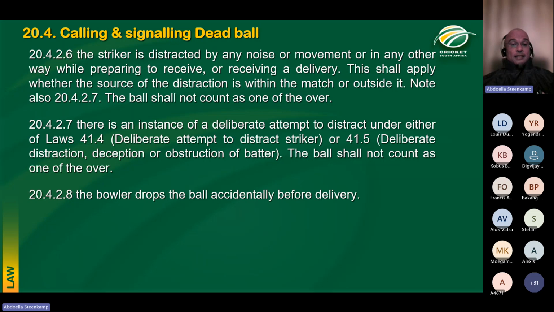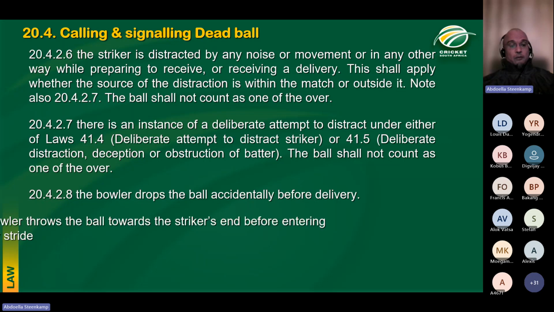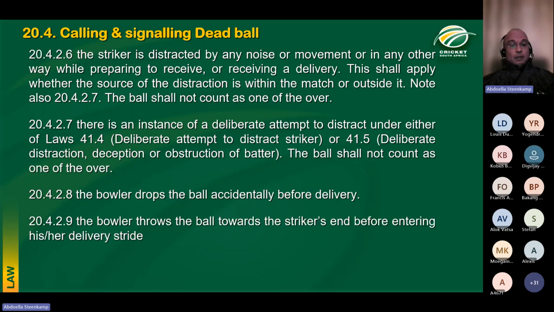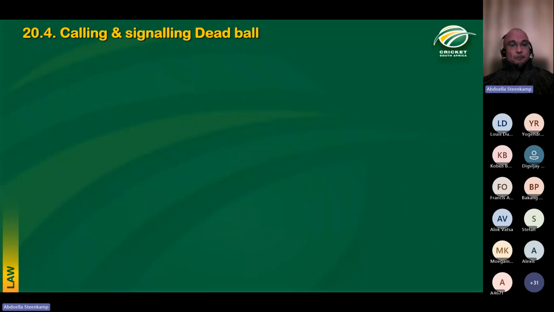If a bowler, whilst running in, accidentally drops the ball before delivering the ball, either umpire is to call and signal dead ball. If a bowler throws the ball towards the striker's end before entering his or her delivery stride, either umpire is to call and signal dead ball.